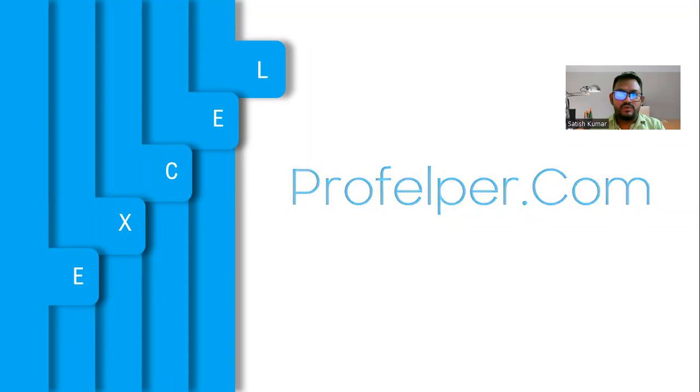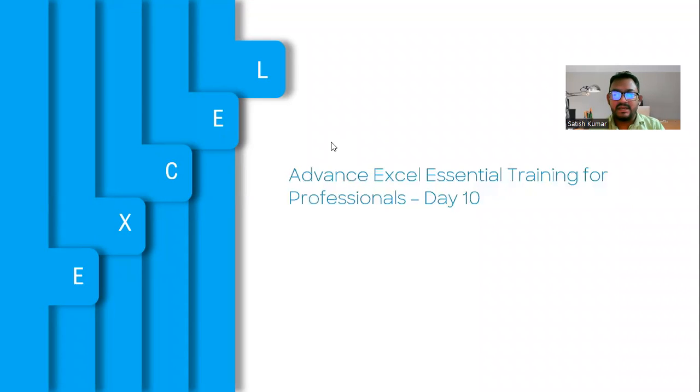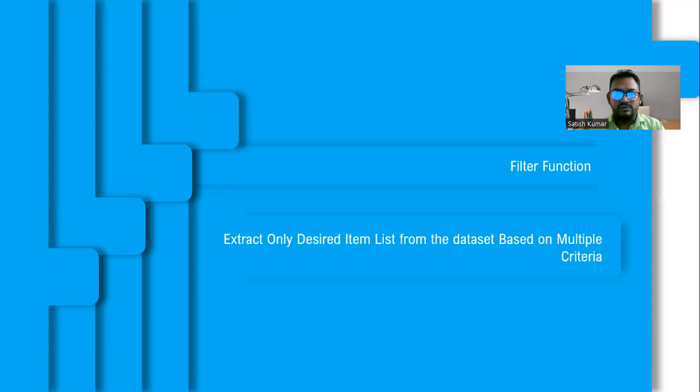So this is going to be the advanced Excel session, day 10. We have already covered almost 9 sessions, and this is the 10th day of the advanced Excel training. In today's session we will cover the filter function. By using the filter function, we will learn how we can extract a list of items or elements based on criteria, either a single criterion or multiple criteria.